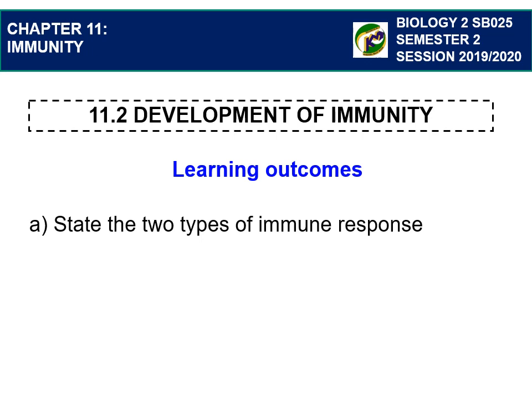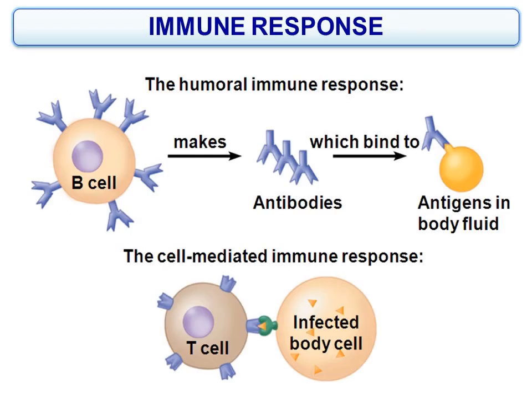For 11.2, development of immunity, the learning outcome is to state the 2 types of immune response. There are two types of immune response, which are the humoral immune response and cell-mediated immune response. In the humoral immune response, B cells will make antibodies which bind to antigens in body fluid.